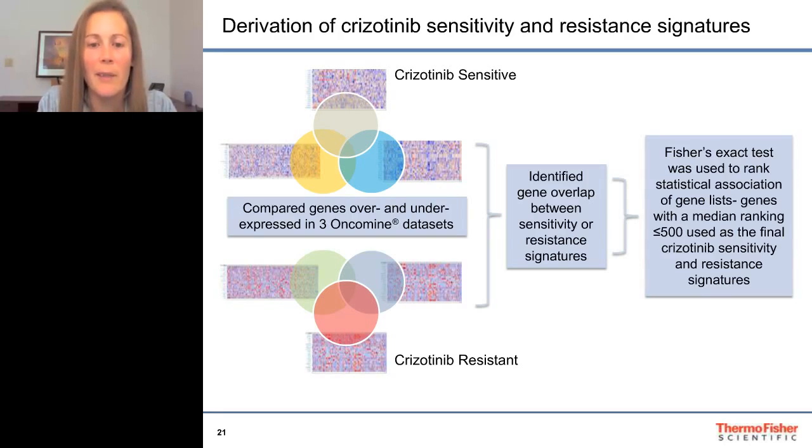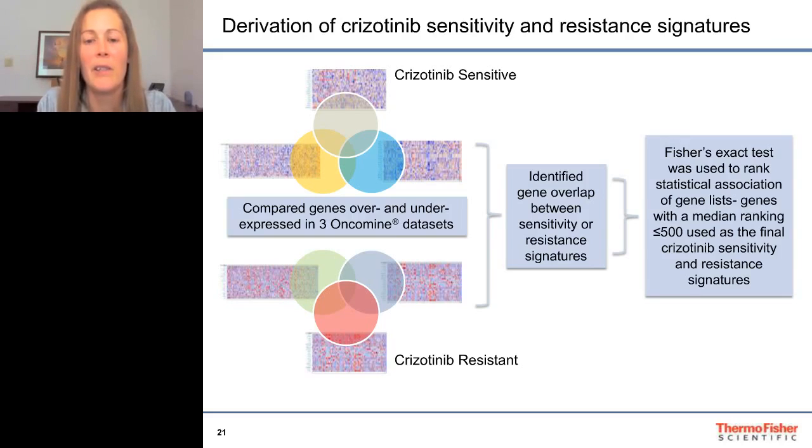So essentially what I did was I took 3 data sets present within Oncomine that had information regarding crizotinib sensitivity. 2 of these data sets were cell line based, and 1 of the data sets was clinically based, clinical samples. And so I derived sensitivity and resistance signatures within each of the data sets, and these were derived much the same way as they're derived in the OncoPredictor analysis, essentially doing a differential expression analysis between samples designated as sensitive and samples designated as resistant.